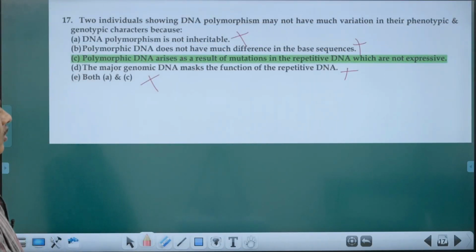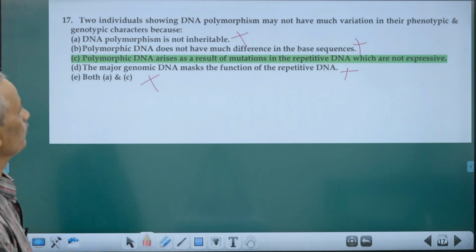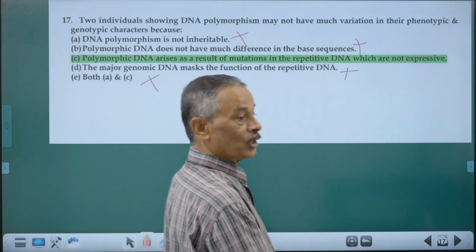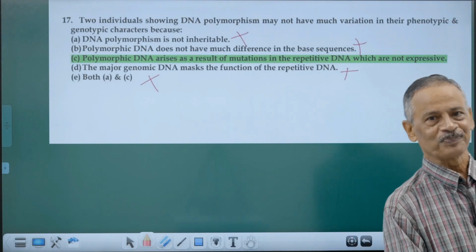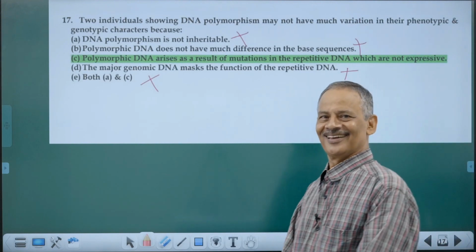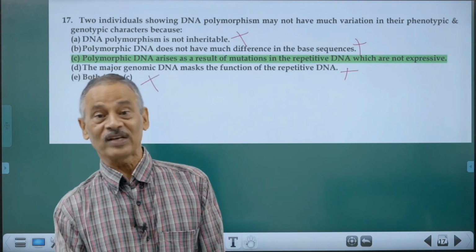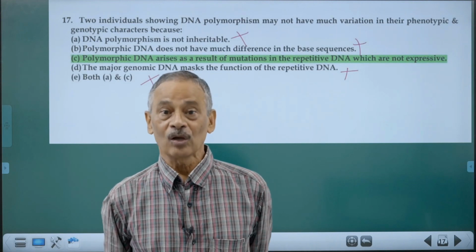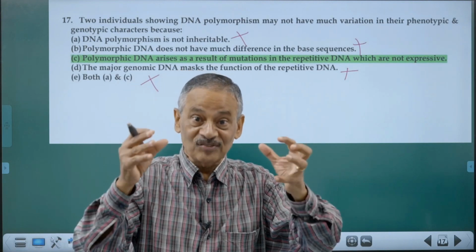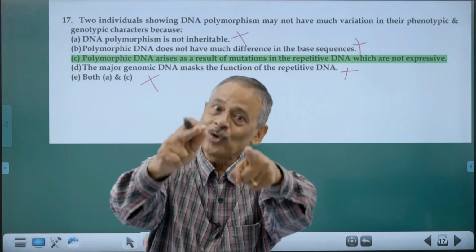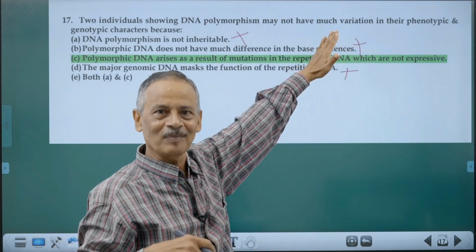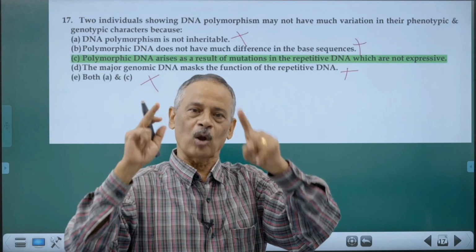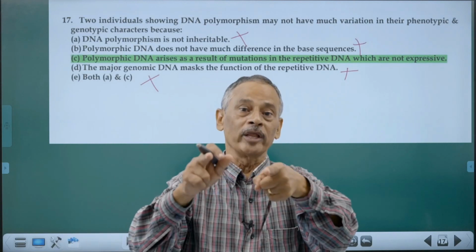Individuals showing DNA polymorphism, that is differences at the molecular level, may not have much variation in their phenotype. That is what I told you. Two identical twins are all identical mirror images, but though there are no differences in their phenotype, genotypically there are differences. Why? Because the differences are present in the non-coding part and characters are because of the coding part.